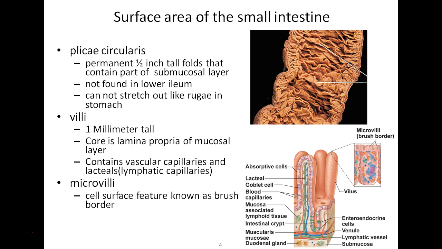So in summary, the surface area of the small intestines is quite great. When we A, consider the length of the small intestines, B, consider the circular folds, C, consider the villi, and D, consider the microvilli, perhaps now we gain an appreciation how the small intestines has a fantastic amount of surface area.